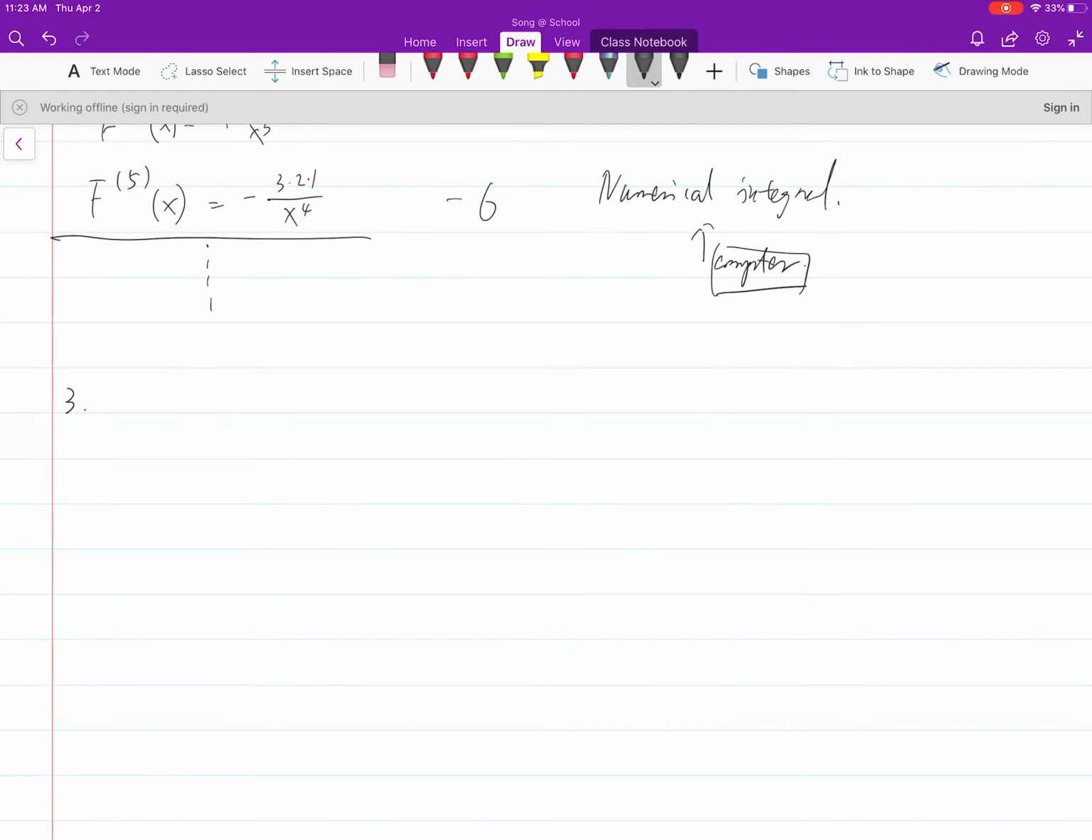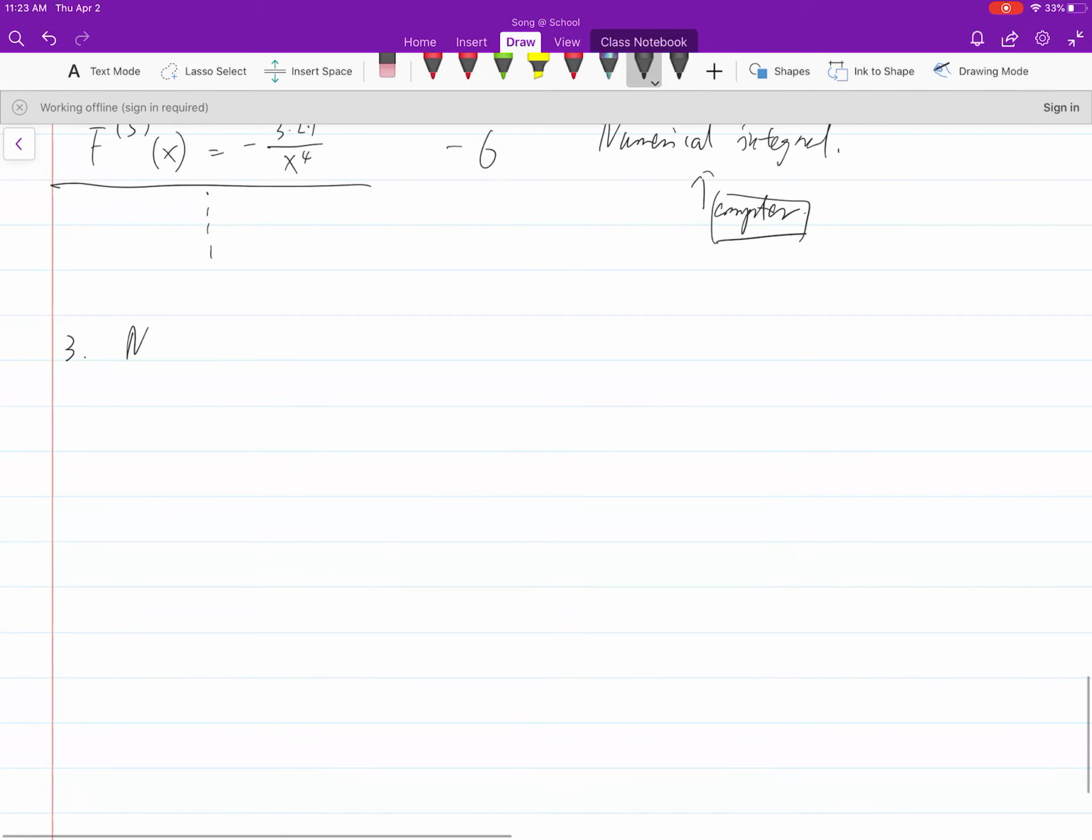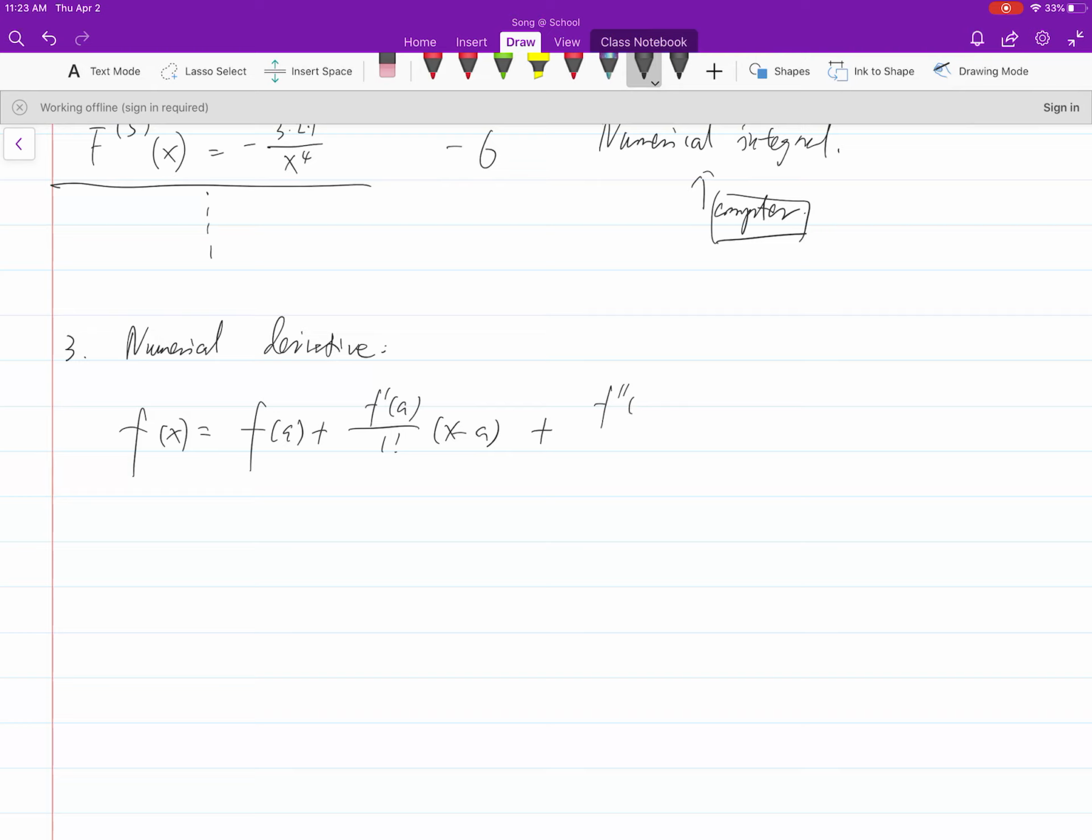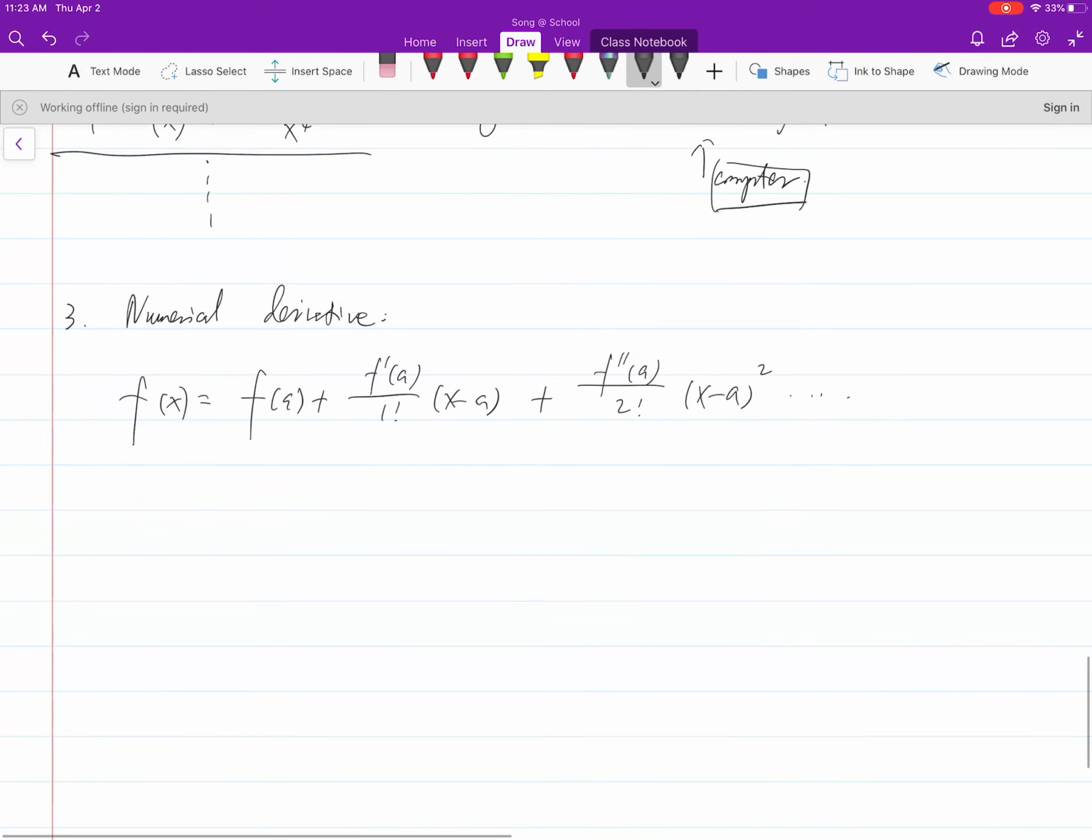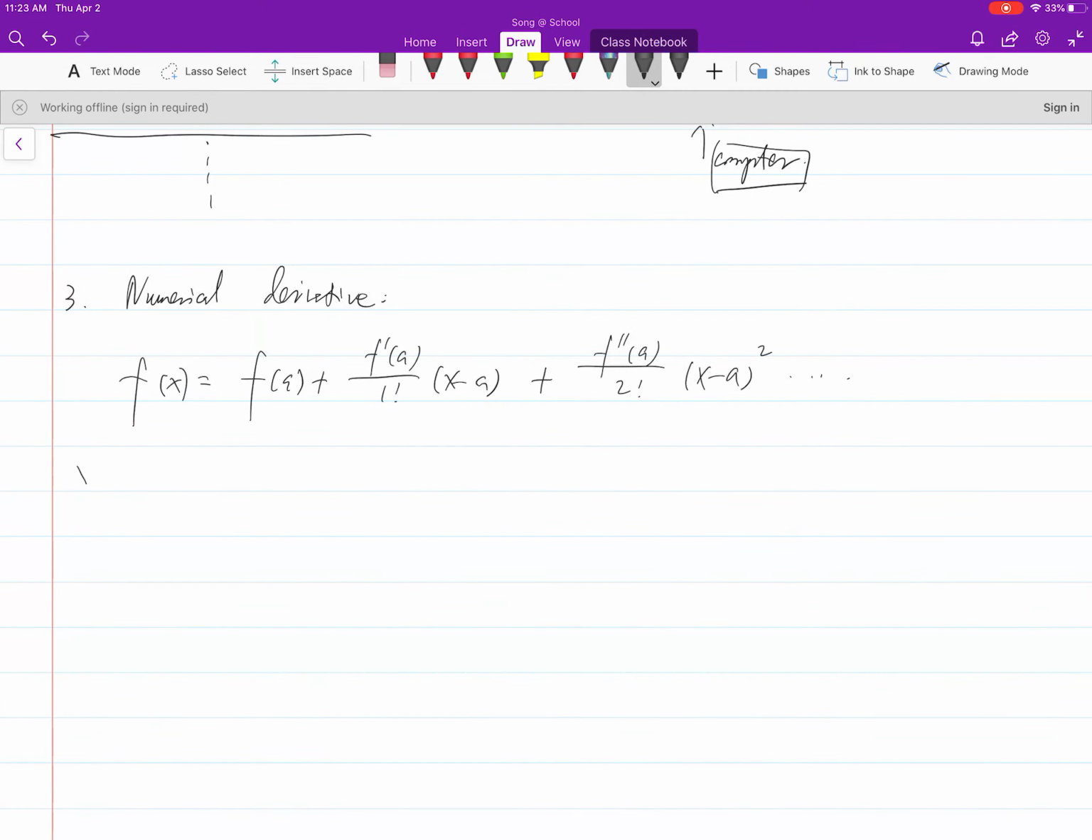So that is good. And the third application, which is the last application, can be a little bit long. We want to talk a little bit about the numerical derivative. Let me again write down this. x minus a plus f double prime of a over 2 factorial times (x minus a) squared, dot, dot, dot.